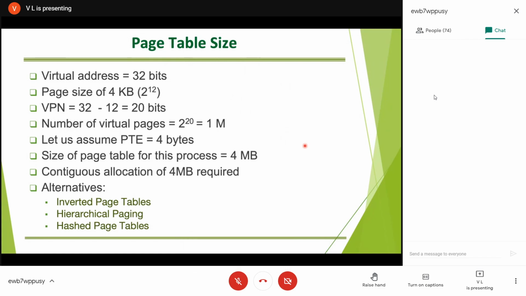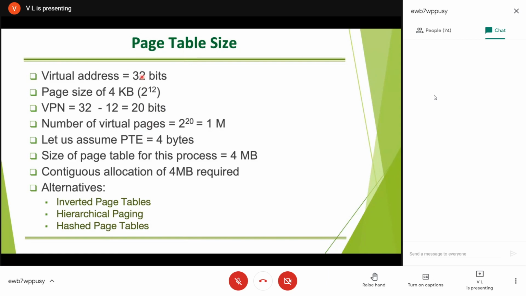So it doesn't help us. It will reduce the performance of the system as far as time efficiency is concerned. So generally page tables are allocated contiguously. Now in this particular case, 4 megabyte is not a very large memory, but as we increase the virtual address space, the number of bits will start increasing.